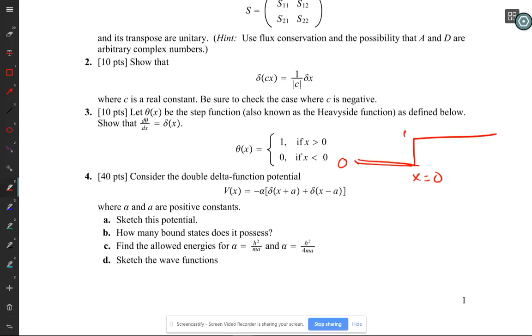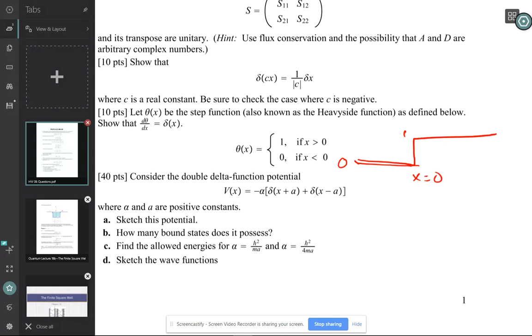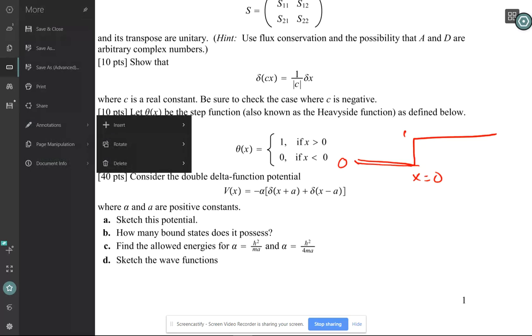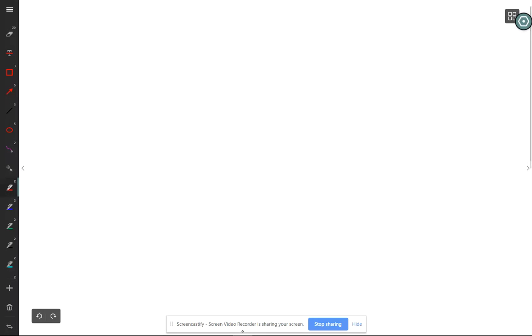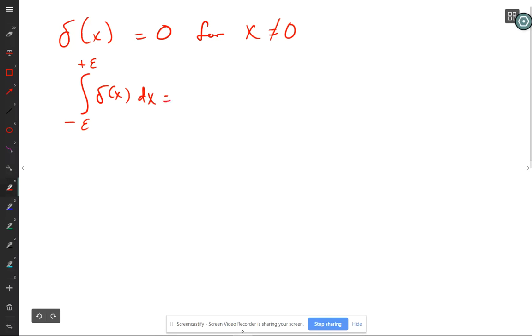Right, so I'm just going to add another page here because this page is full. Page manipulation, insert, let's insert 2 just in case. So we know the delta function equals 0 for x not equal to 0. That was the first thing you said. And then we know that the integral is 1, right? So all we have to do is check and see if the Heaviside function actually fits this.